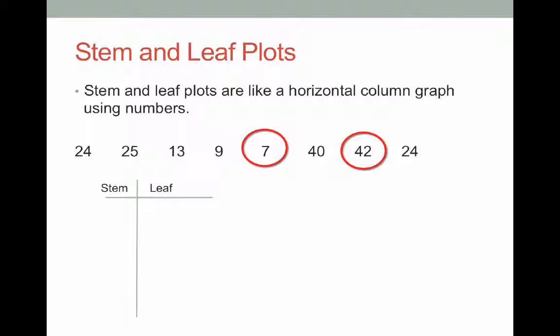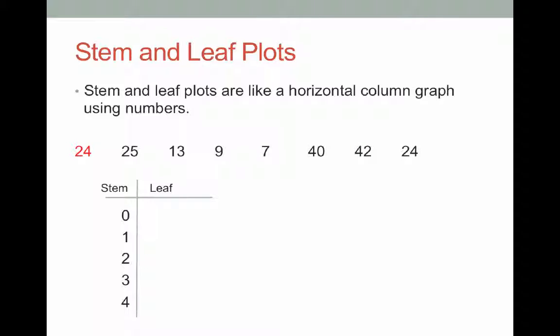So to start with, we have the number 7, which has a 0 in the tens column, and we're going to end with a 4 because the 42 has a 4 in the tens column. So that's our stem numbers, 0, 1, 2, 3, 4. They represent the units, then the 10s, the 20s, the 30s, and the 40s of our numbers.